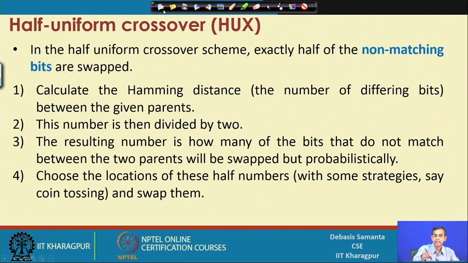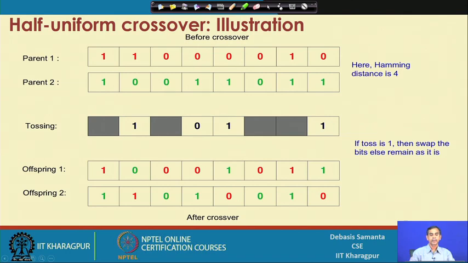Now, let us explain this half uniform crossover with an example, and here I just mention the example. So, these are the two input chromosomes as the parents, and in these two parents the Hamming distance is 4. Basically, this is one different bit pattern, and this is different, this is different, and this is different. So, 4 bit patterns are different, therefore the Hamming distance is 4.